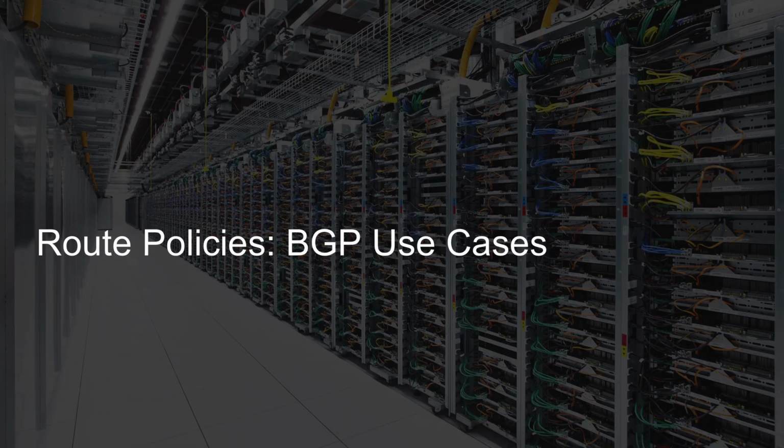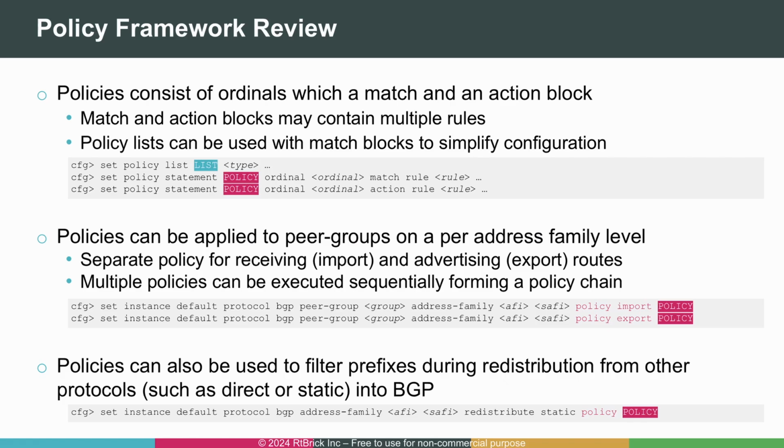BGP is a routing protocol that does more than just exchange reachability information and find the best path between source and destination. It's also driven by business logic, so implementing routing policies goes hand in hand with BGP. In this section, we'll show you some common policy configurations. There's a dedicated video in this series that covers how to configure routing policies in RBFS, but for now, we'll quickly summarize the policy framework. If you want more details, be sure to check out the policy video.